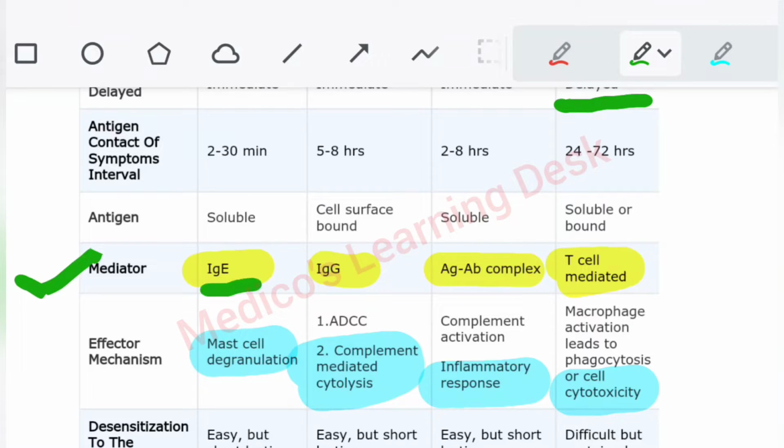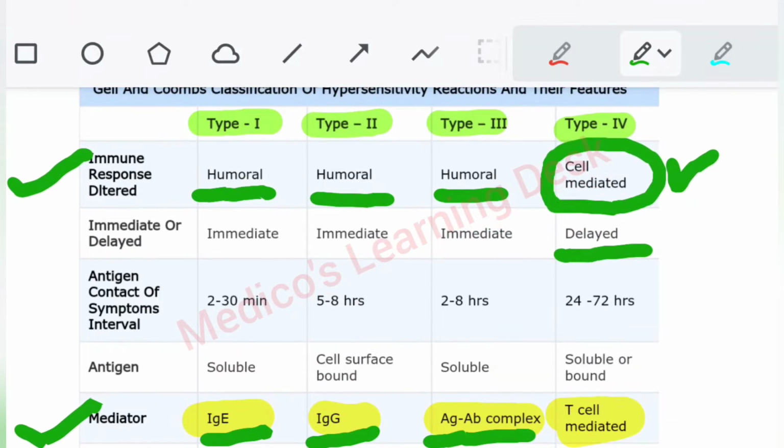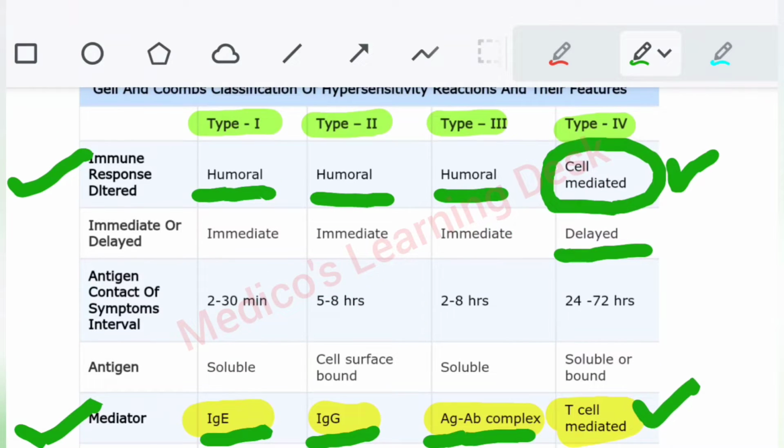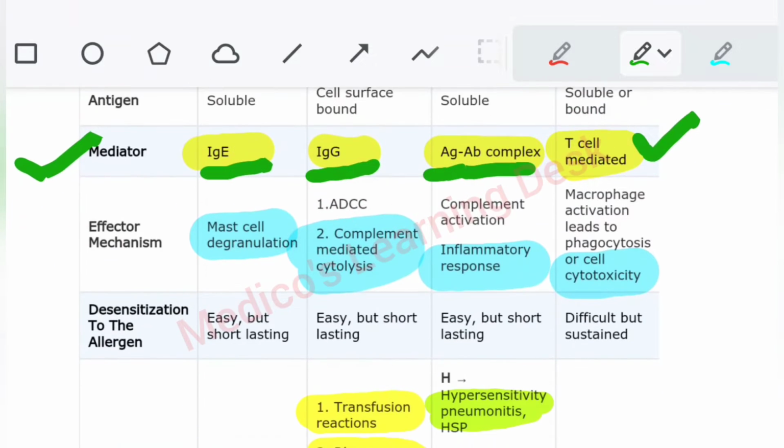In type 1 it will be IgE mediated reaction, IgE mediated hypersensitivity. In type 2 it will be IgG mediated hypersensitivity, and in type 3 it will be immune complex, that is antigen antibody complex mediated hypersensitivity reaction. And type 4 is the delayed type or cell mediated type. So what cell does it mediate? That is T cell mediated hypersensitivity reaction.